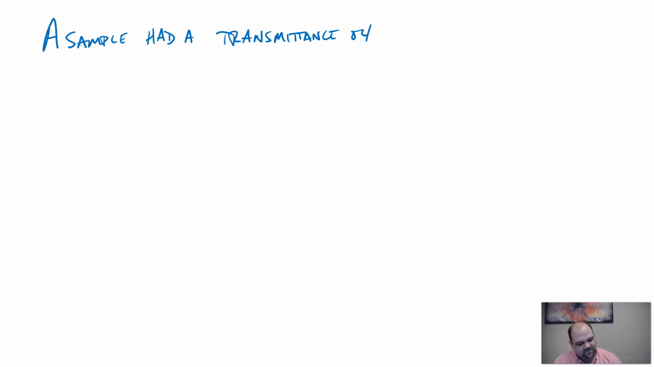And so a problem would look something like this. A sample had a transmittance of 6.43%. What is the absorbance of the sample?